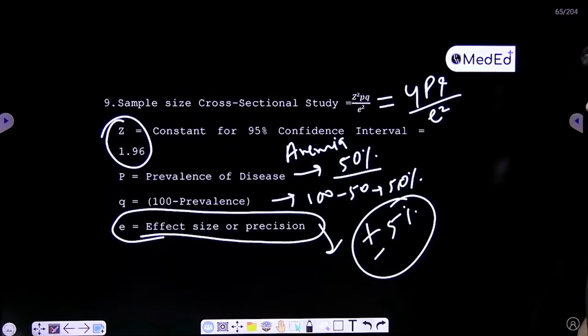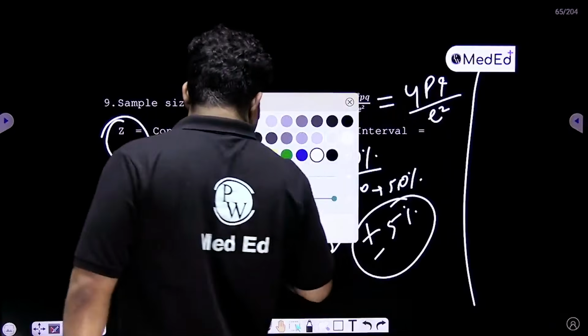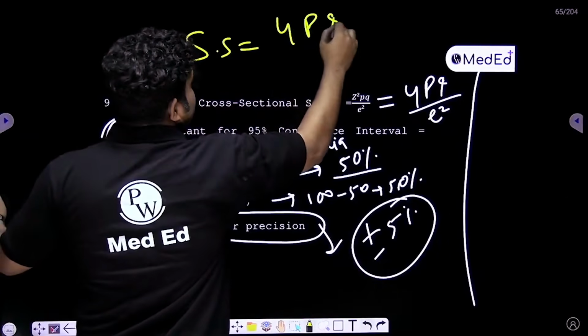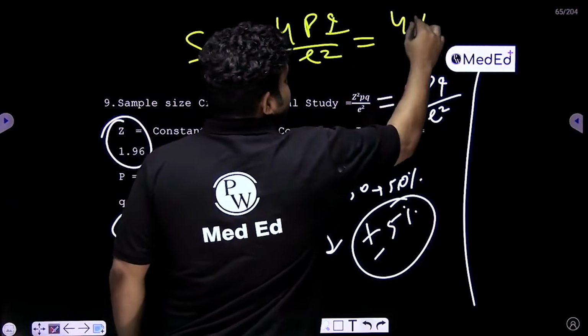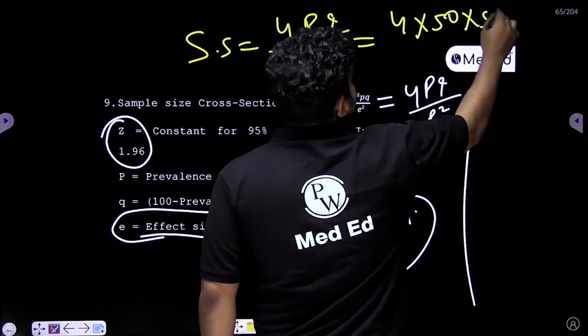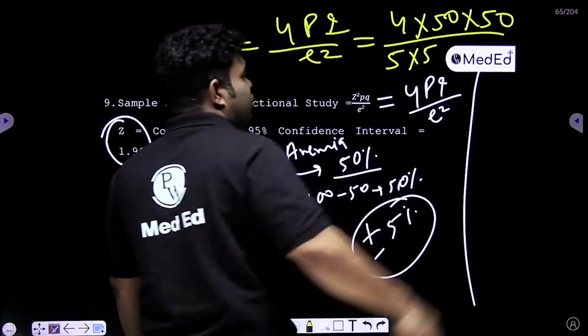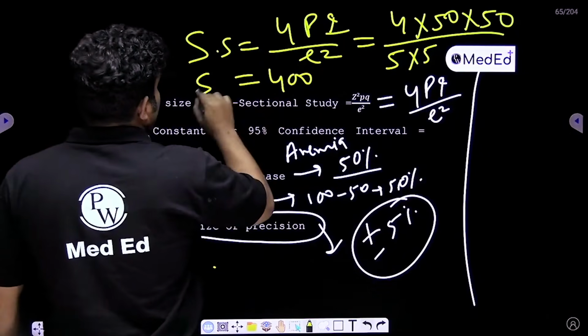Find the sample size. So to find the sample size, what will you do? Very simple. To find the sample size, you will use 4 PQ by E square, or precision square. What is P? P is 50. What is Q? Q is also 50. And what is precision? 5. 5 square means 5 into 5. So all the 5s will cancel. Sample size will come to 400.